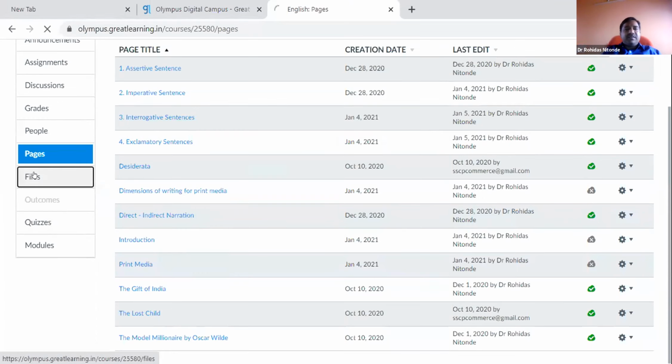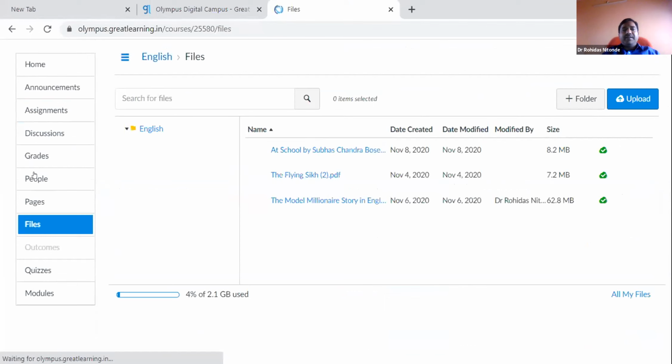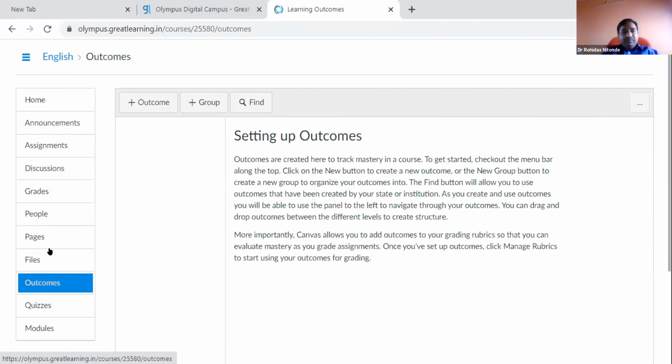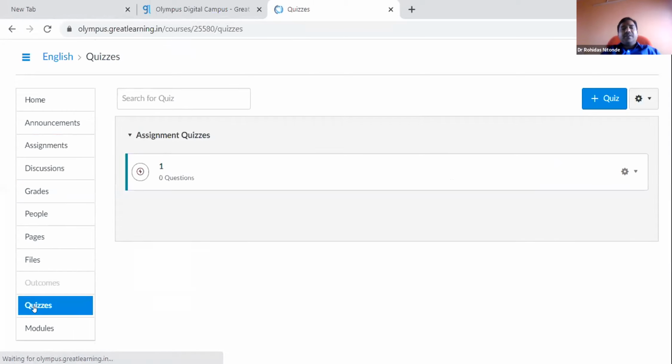Then we have files. In the files section, you would find either PDF files or video files uploaded by your teacher related to the syllabus of this year. And then you have outcomes. In one of my classes, I have told you about the outcomes. Here you would find the outcomes of the course, and then here are the quizzes. There will be quizzes on each section of our syllabus by next week. So next week we'll be having quizzes, and here are modules.